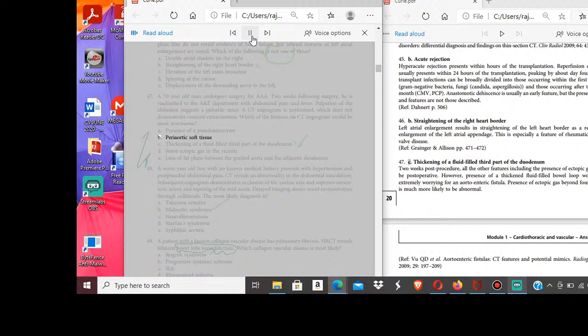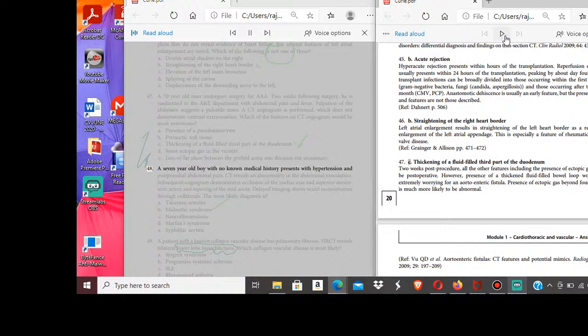A. Presence of a pseudoaneurysm. B. Periaortic soft tissue. C. Thickening of a fluid-filled third part of the duodenum. D. Some ectopic gas in the vicinity. E. Loss of fat plane between the grafted aorta and the adjacent duodenum.